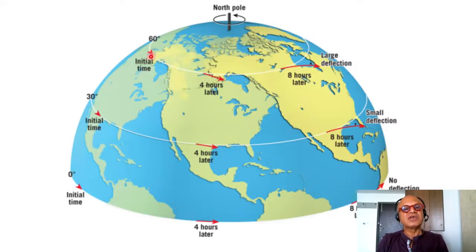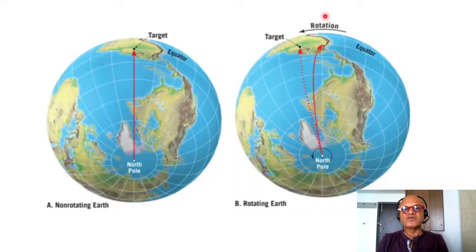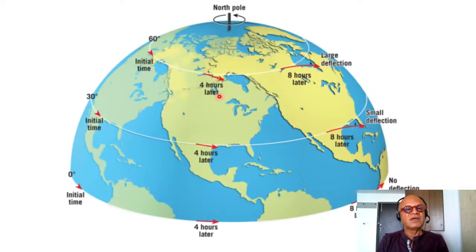So if you're just starting at an initial time here, after 4 hours you're tilted a little bit. After 8 hours there is a larger deflection. Okay, so just understand it. If you're taking a flight from there to there, the airplane has to constantly adjust for the Coriolis effect, just as the rocket would have to adjust its direction constantly to stay on target. Okay, and at 30 north compared to 60 north, the Coriolis effect is smaller. So you can see that the deflection is smaller here and is also smaller here.